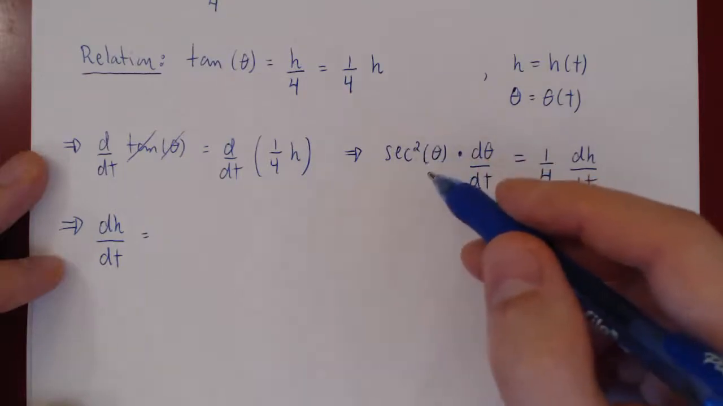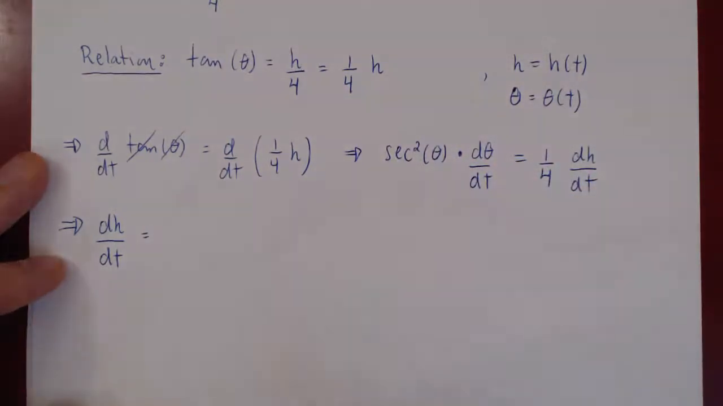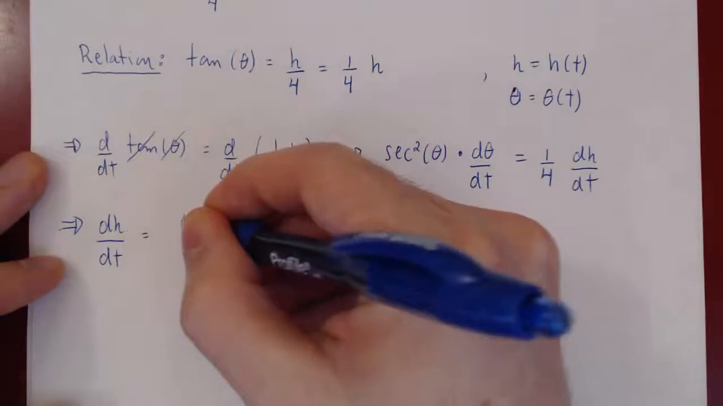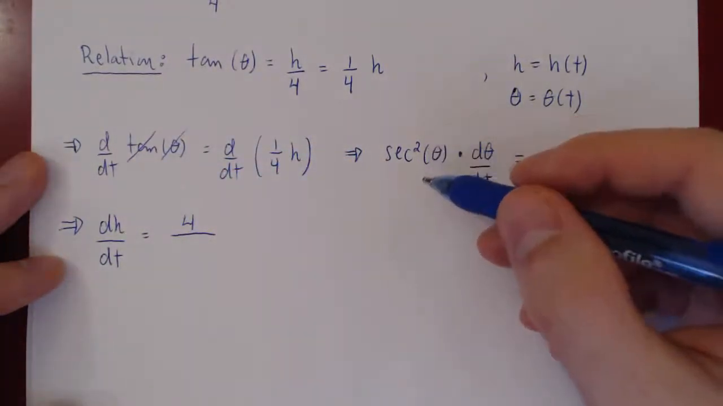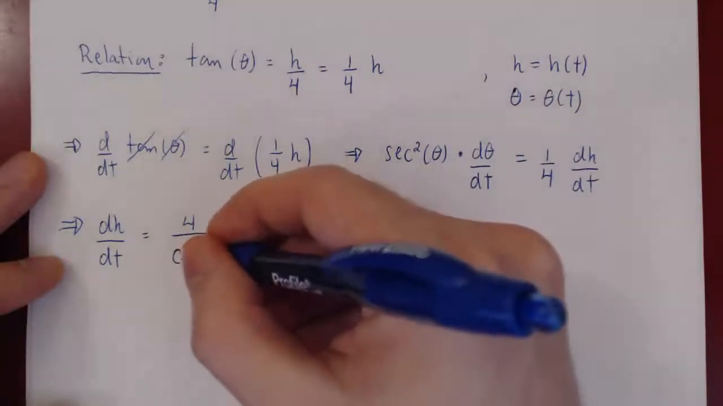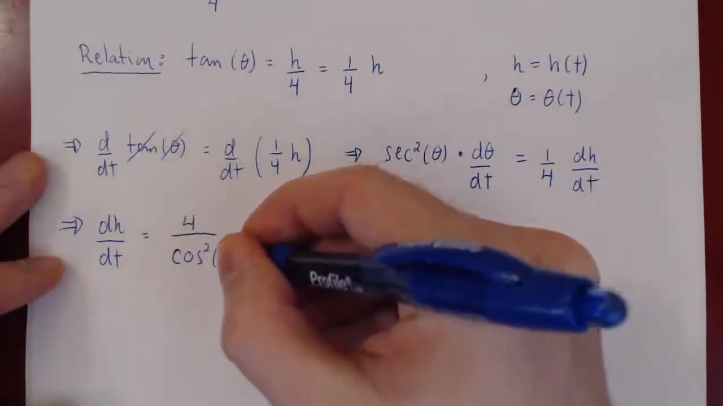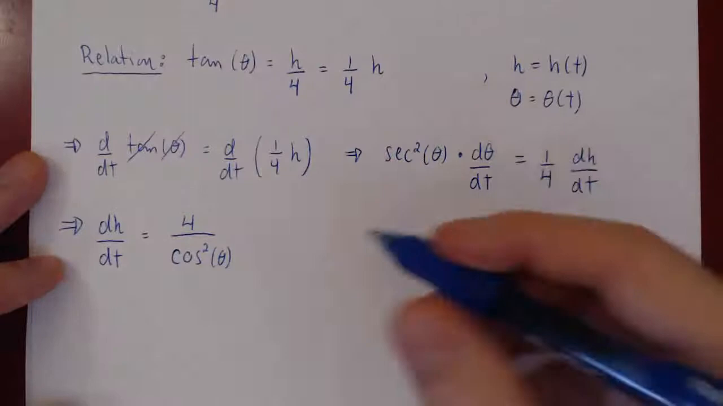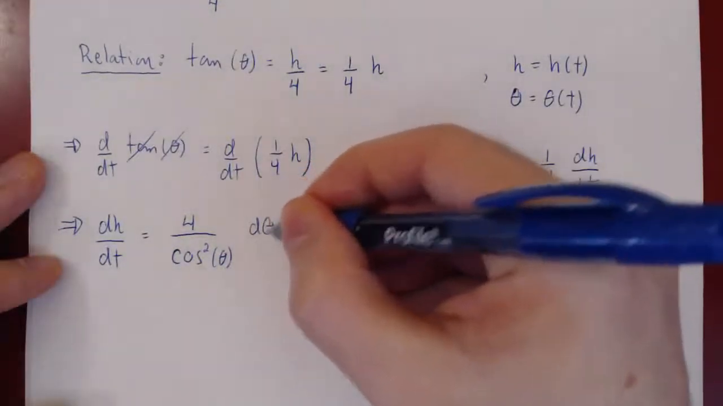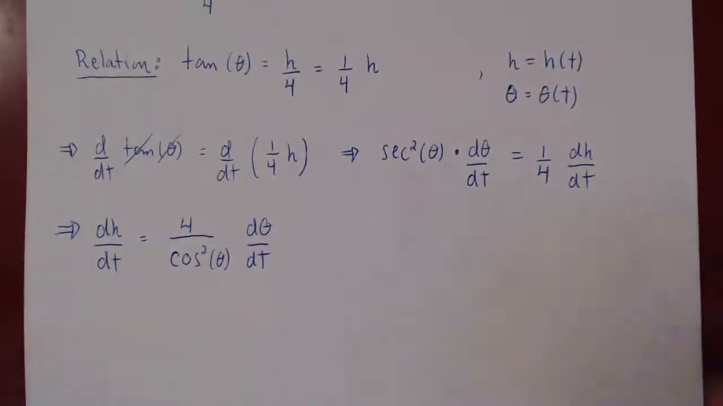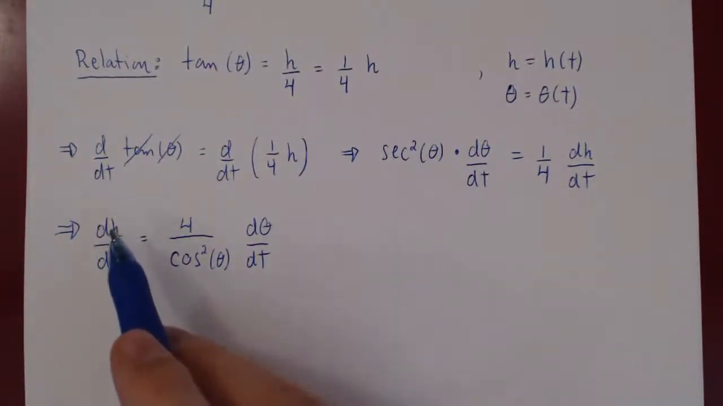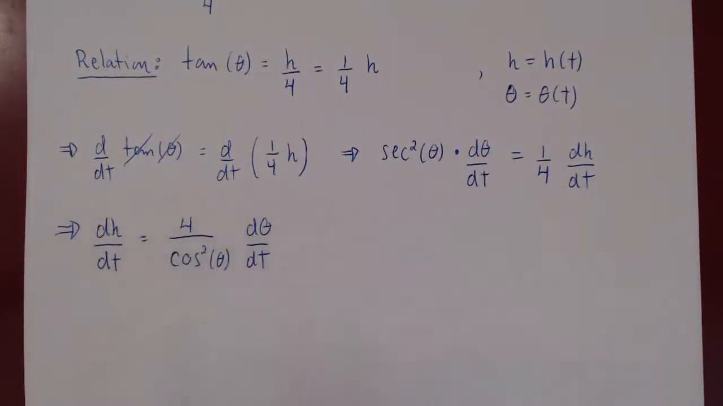And I'll write here secant squared as 1 over cosine squared. So this will be 4 times secant squared, but secant is 1 over cos. Secant squared is 1 over cos squared, so it's 4 over cos squared of theta times the rate of change of the angle, d theta over dt. So now we have the rate of change of the height for any given value of t.